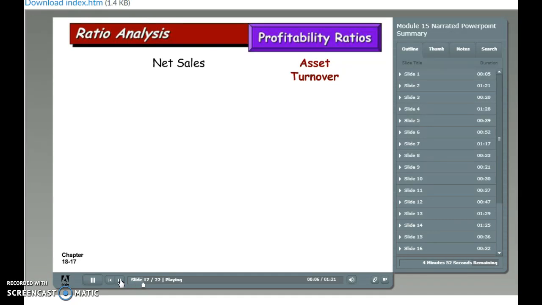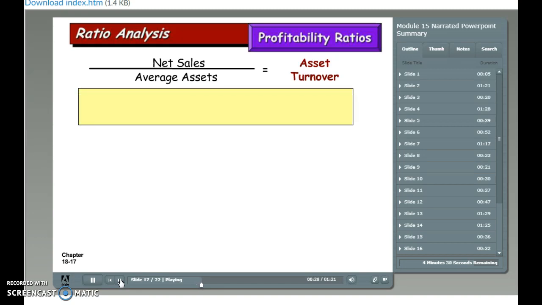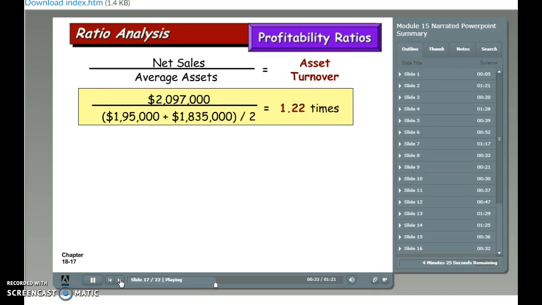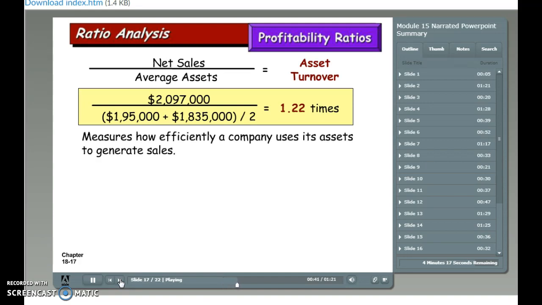The profitability ratio, asset turnover, is calculated by net sales, an income statement item, divided by average assets. Please remember, when the calculation includes an average, it is determined by adding the beginning of the year balance to the end of the year balance and dividing by 2. For Quality, net sales divided by average assets calculates to an asset turnover of 1.22 times. The asset turnover measures how efficiently a company uses its assets to generate sales.